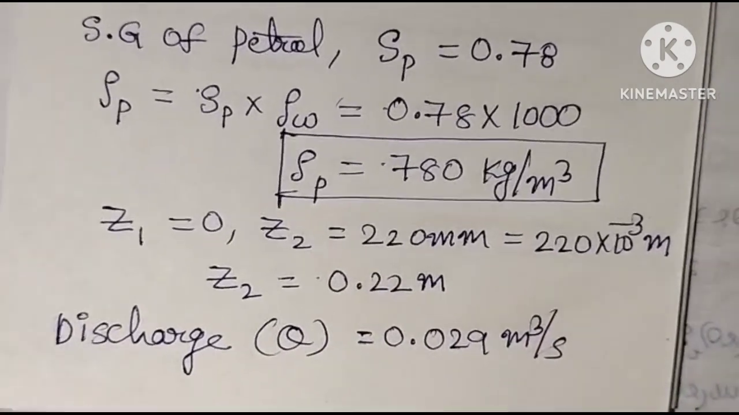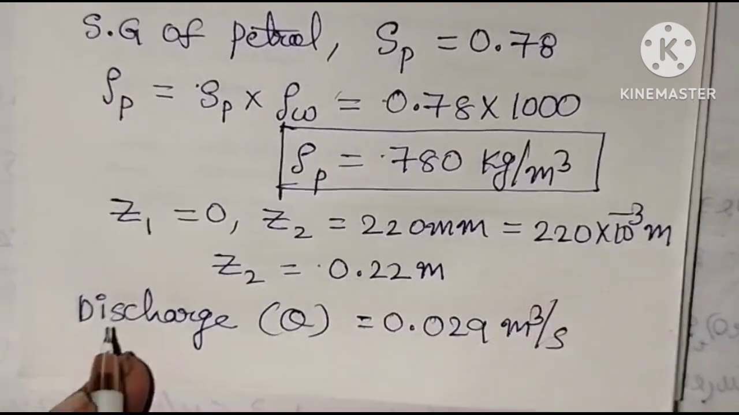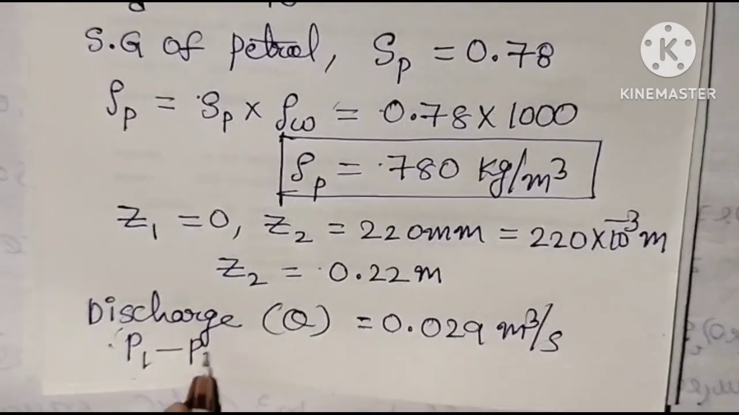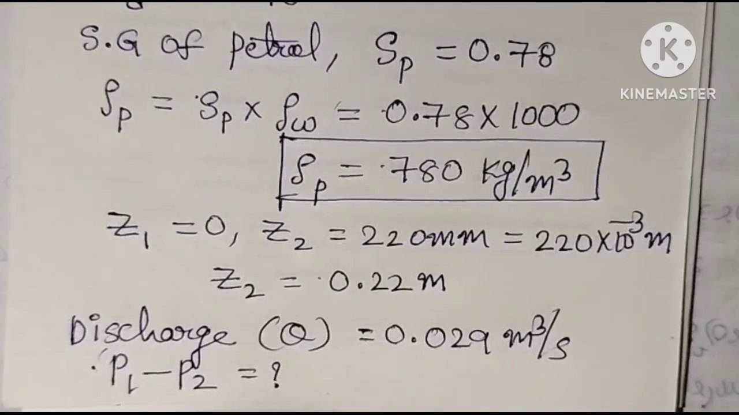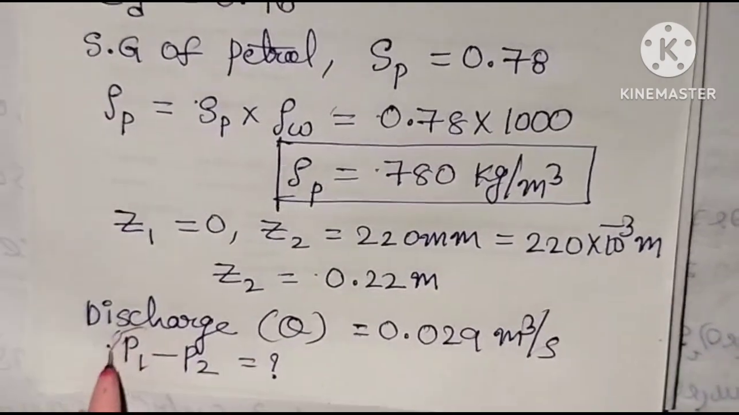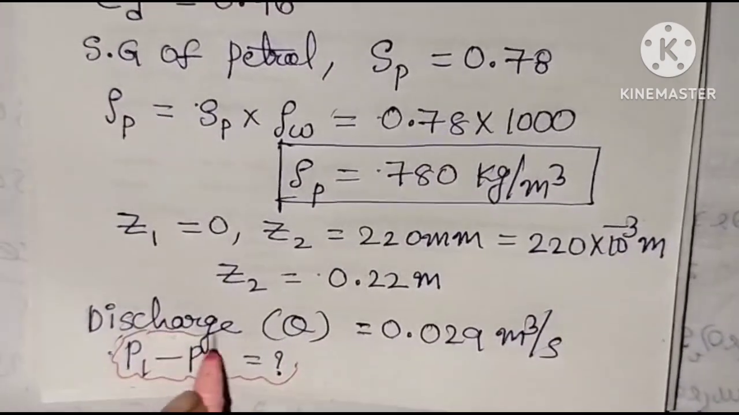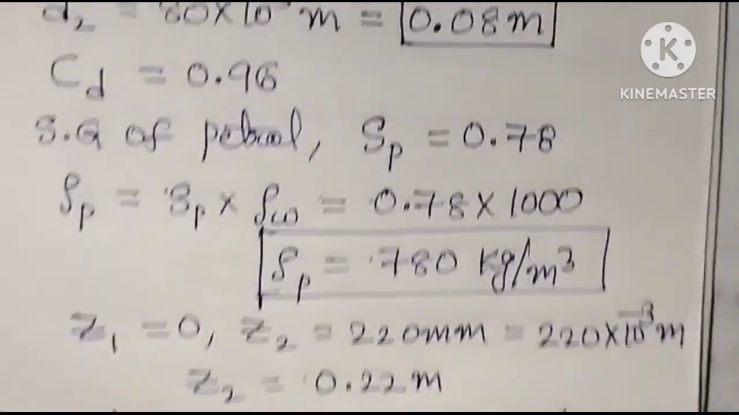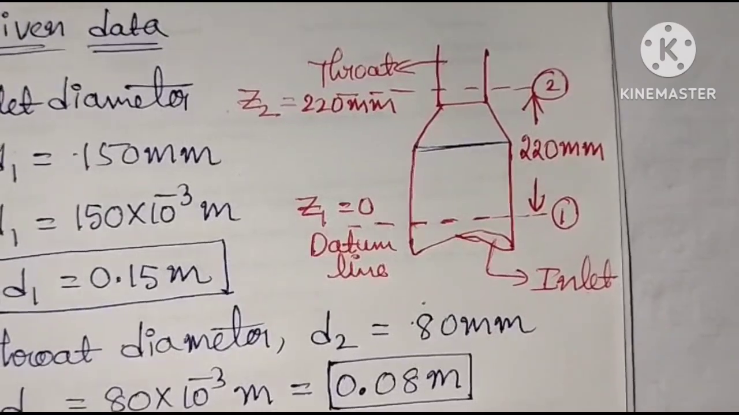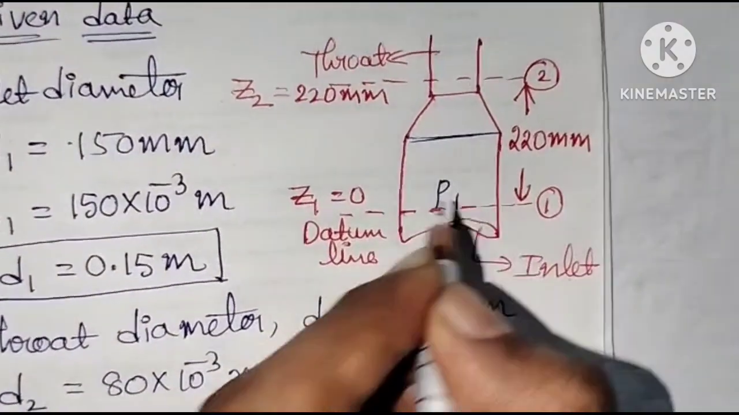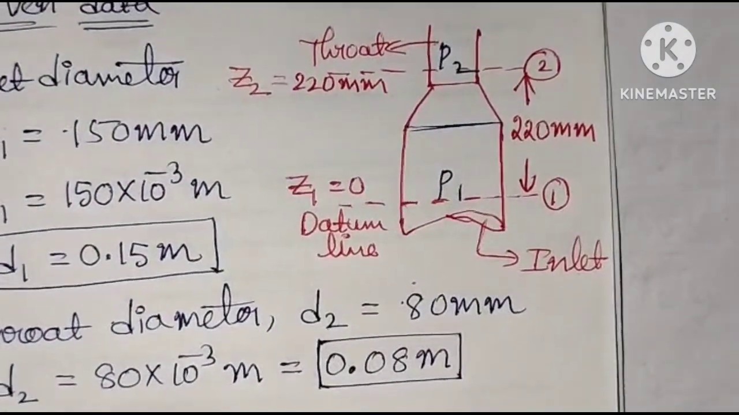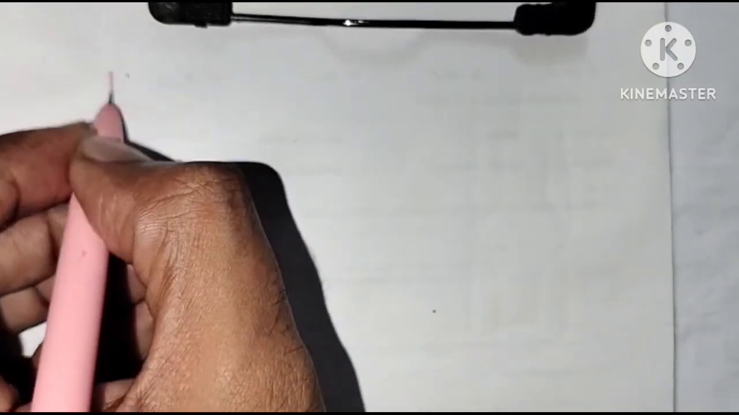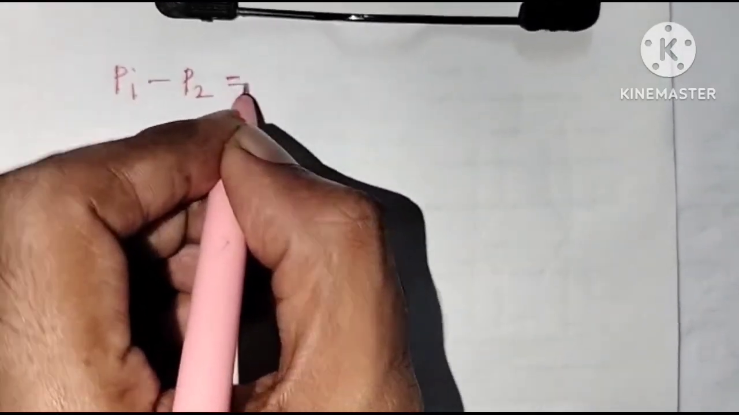So what we need to find in this question? In this question, we have to find the pressure difference between inlet and throat. So P1 minus P2 is equal to how much? This is our question. At last, we have to find P1 minus P2, the pressure difference between inlet and throat. So pressure at inlet is P1, at throat P2. We need the difference P1 minus P2. Let us find.